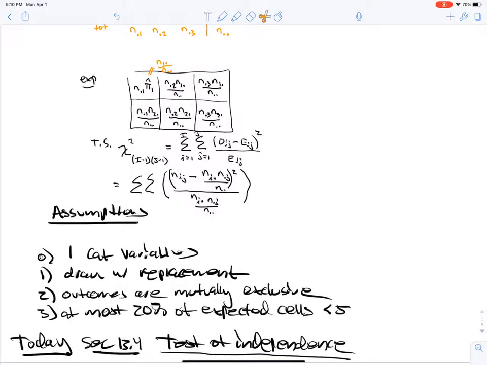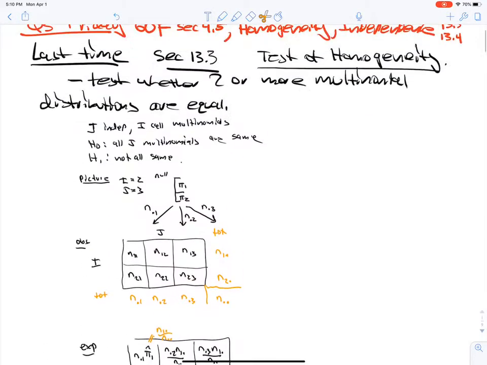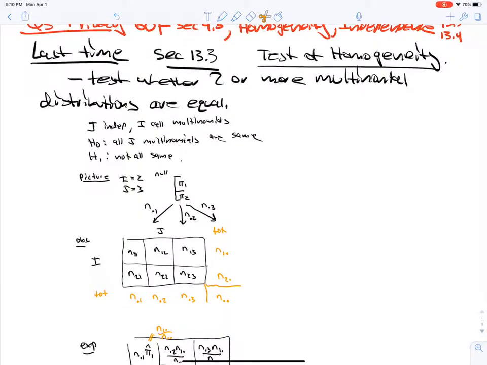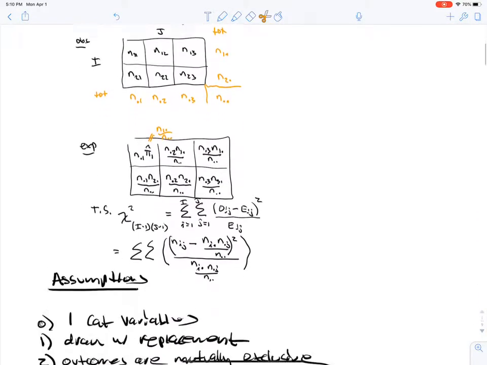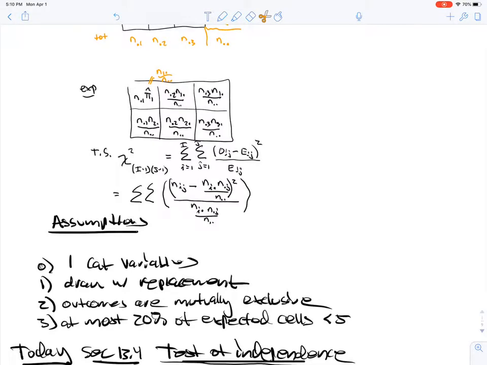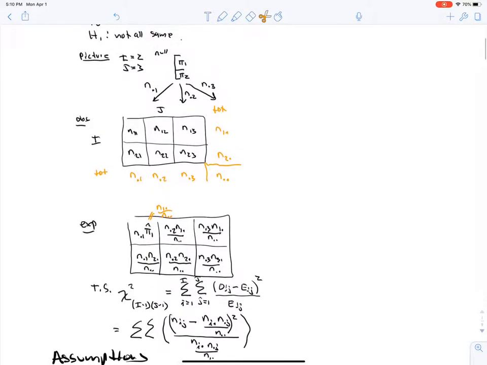which allele type we have, and at most 20% of the expected cells is less than 5, again because we don't want the probability pi here to be too small, because then we would estimate our expected cells as Poisson instead of binomial.